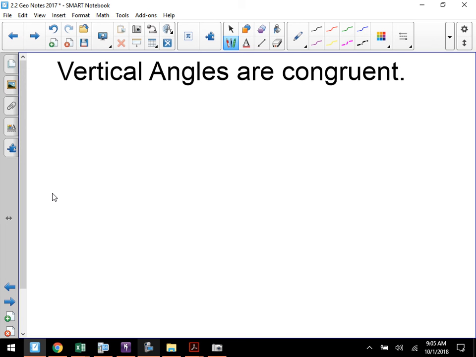So vertical angles are congruent. Let's take a minute. I want you guys to go through and write out all 4 of these. I try to make it real short.